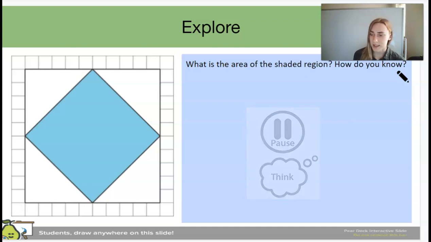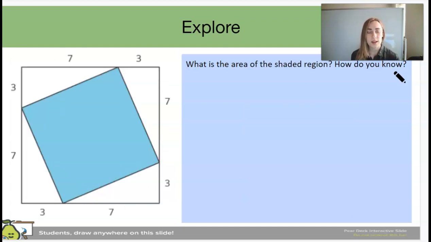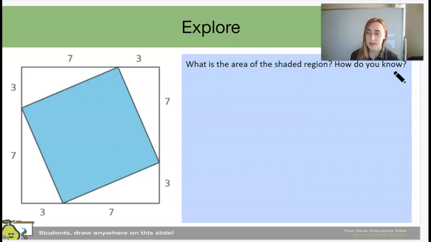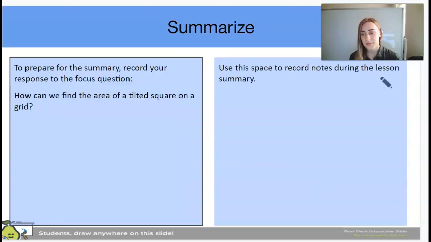Now move ahead with me to slide D. What is the area of this shaded region, and how do you know? Once you've given your answer for slide D, you can come with me to slide E, where we're going to summarize. To prepare for your summary, record your response to the focus question. How can we find the area of a tilted square on a grid? And use this space to record notes on the right from your lesson that you want to remember for the future.